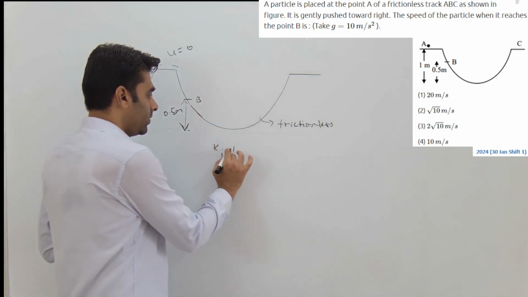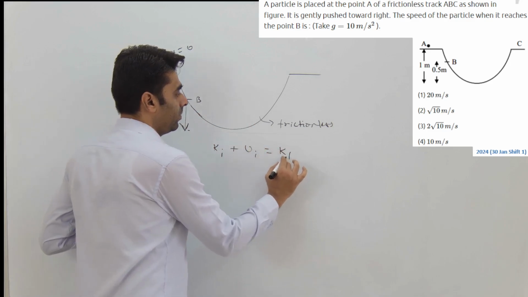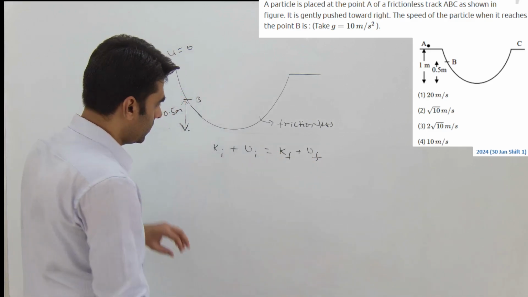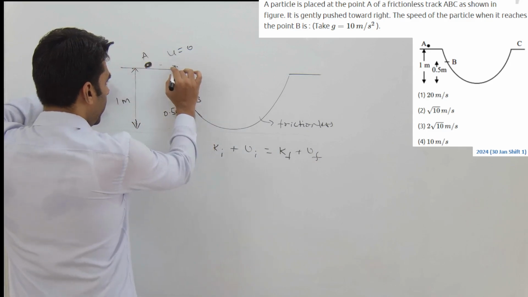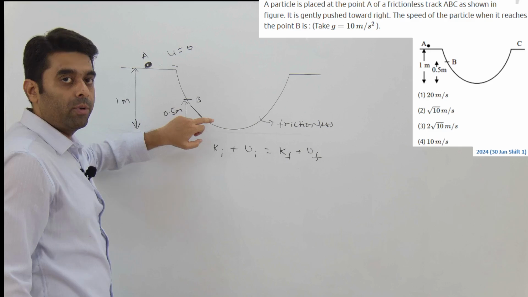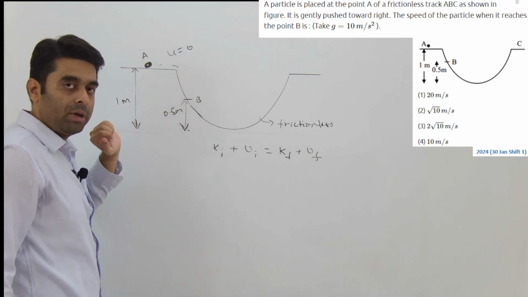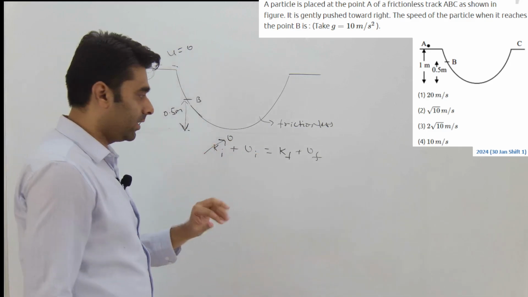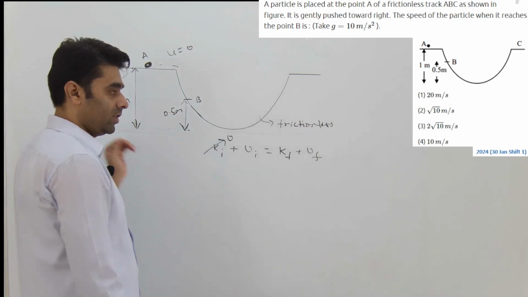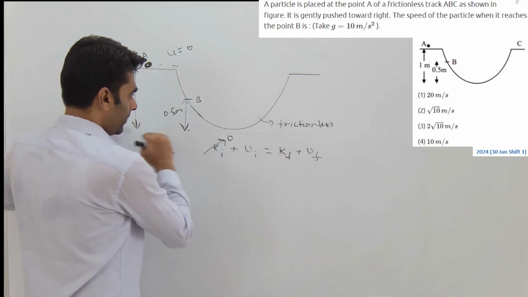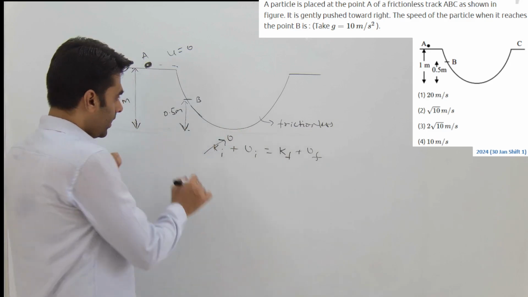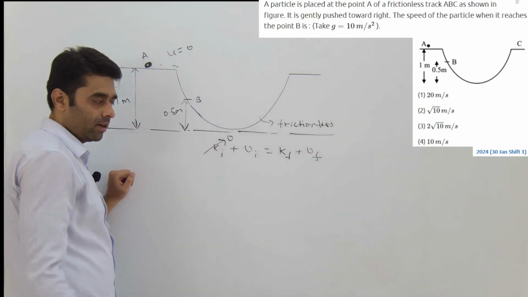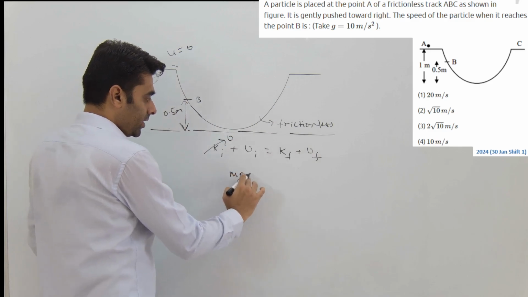K initial plus U initial equals K final plus U final. Because friction is not involved, we can apply mechanical energy conservation between point A and point B. Initial kinetic energy, because it is gently pushed, velocity will be 0, so kinetic energy is 0. Initial potential energy: if we consider the bottom of the curve as the reference, the height from the bottom is 1 meter. So potential energy will be mg into 1.